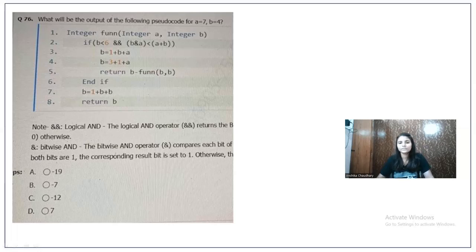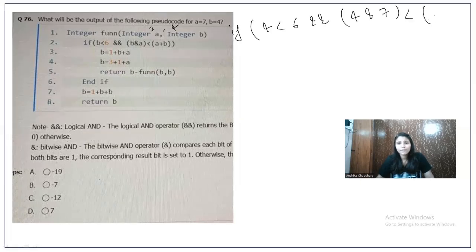It is a recursive function, right? So a equals 7 and b equals 4. Here we are passing 7 comma 4. Now if b is less than 6, that means 4 is less than 6, and this is the logical AND. B and a, that means 4 and 7, is less than a plus b. A is 7 plus b is 4. Alright, so 4 is less than 6, so this will return 1.